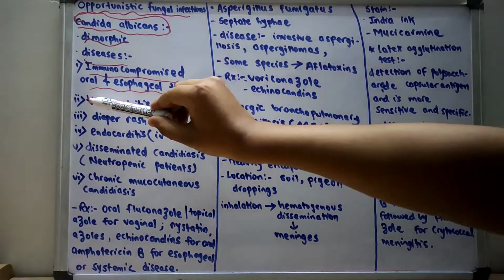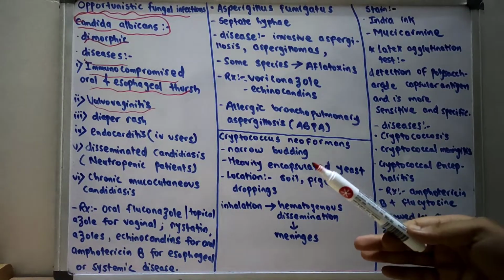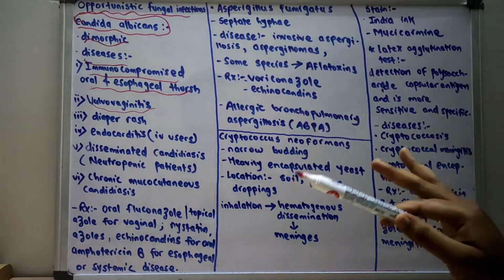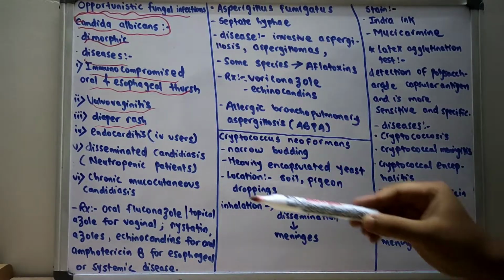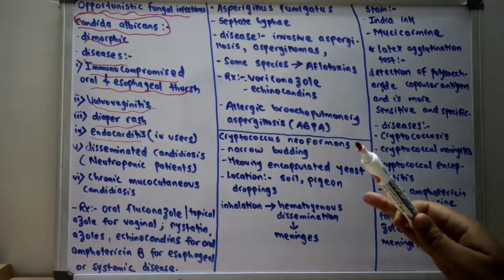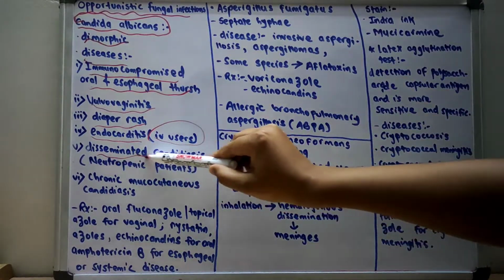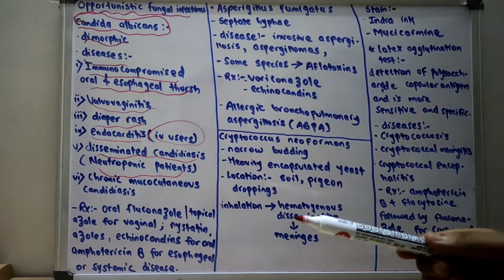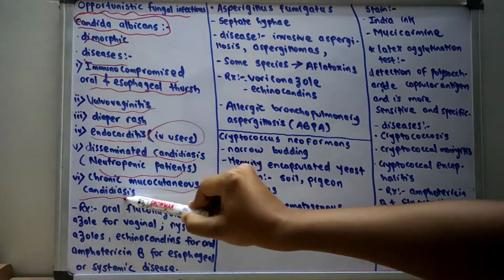It can also cause vulvovaginitis, especially in those who have diabetes and those who frequently use antibiotics. Also there can be diaper rash. Endocarditis by Candida albicans occurs especially in IV drug users. There can also be disseminated candidiasis, especially in neutropenic patients, and also chronic mucocutaneous candidiasis.